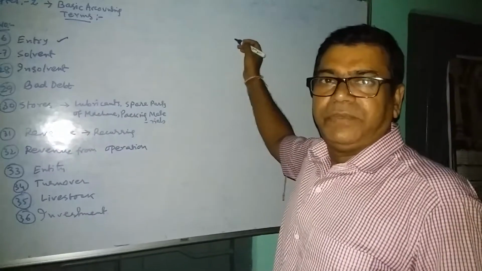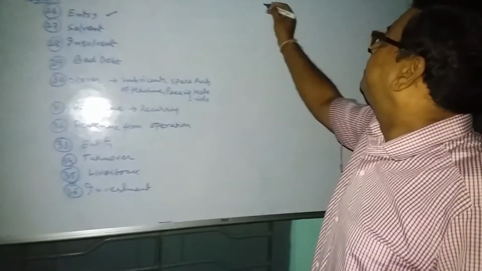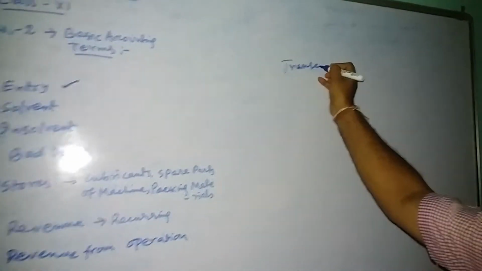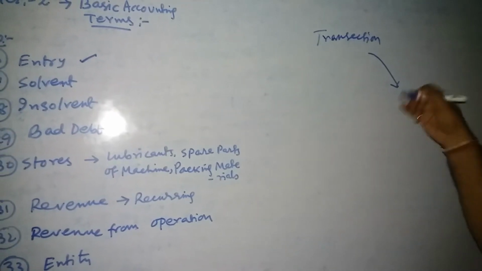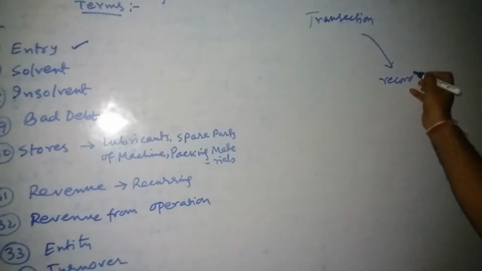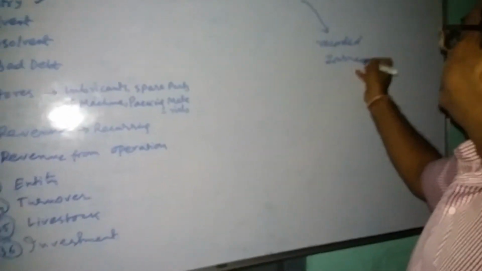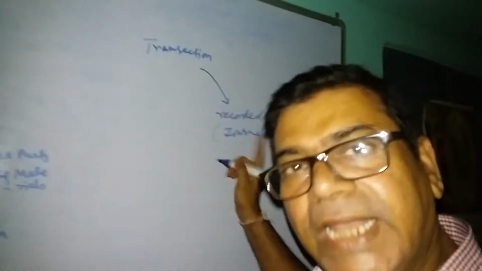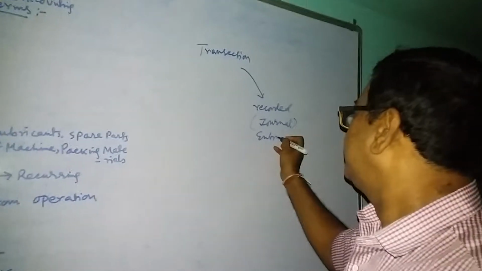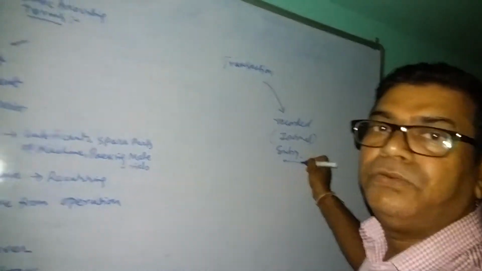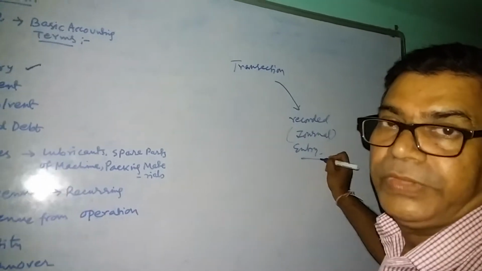Accounting cycle, previously I have discussed the identification of transaction. A transaction is recorded at first by the accountant in the process of journal. And this is called the journal entry. This entry word you will get in the chapter of journal entry.